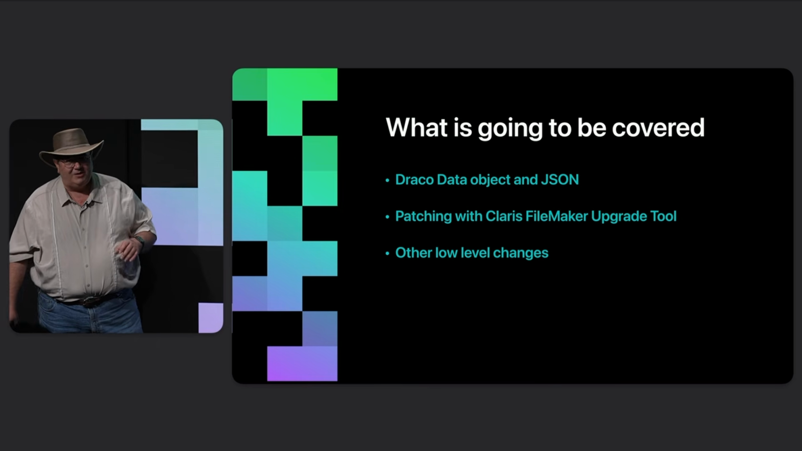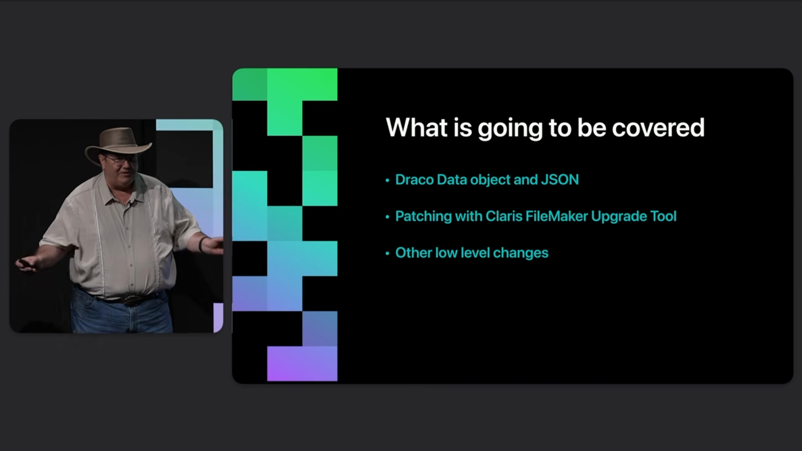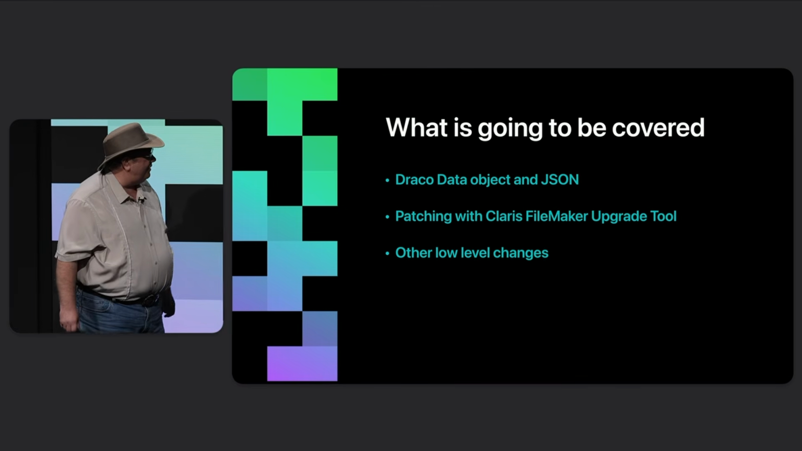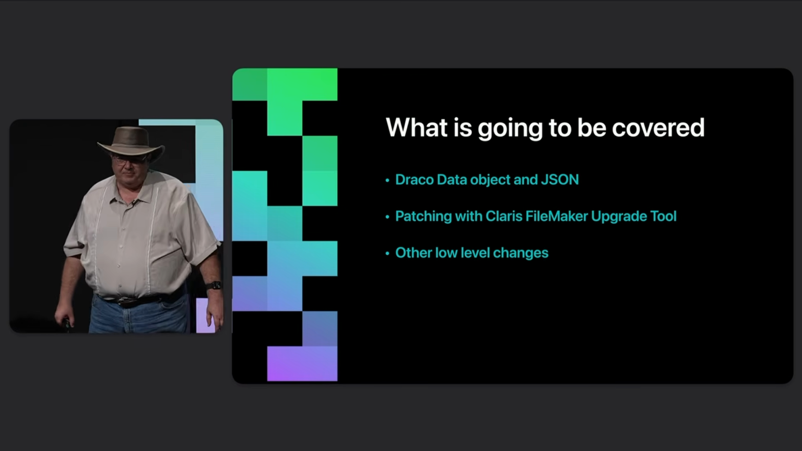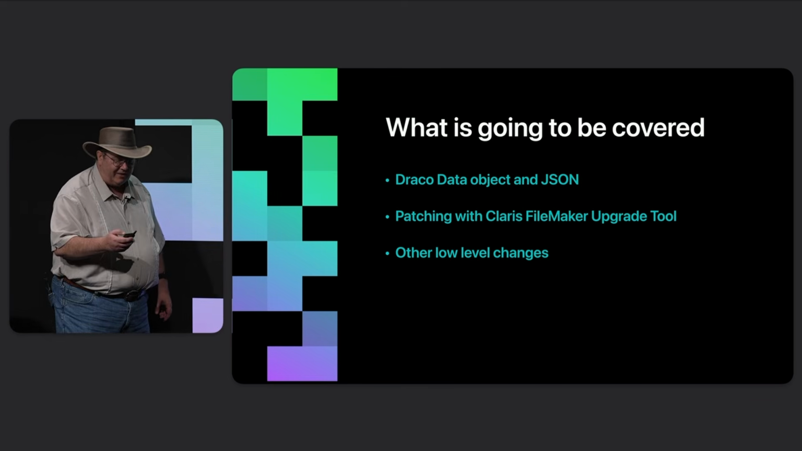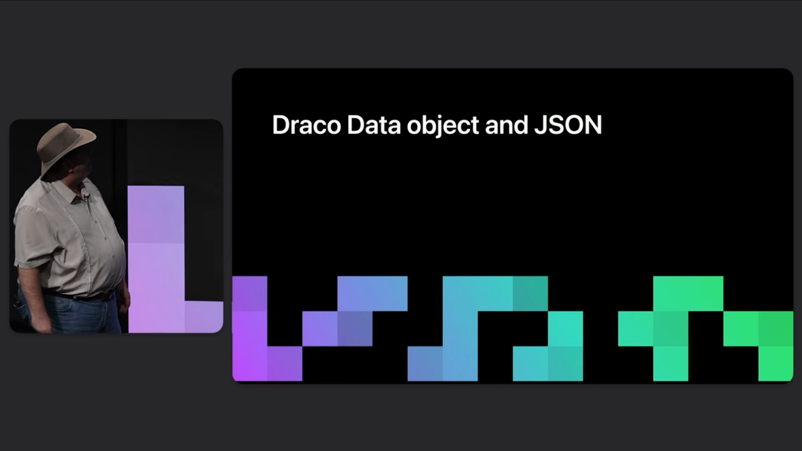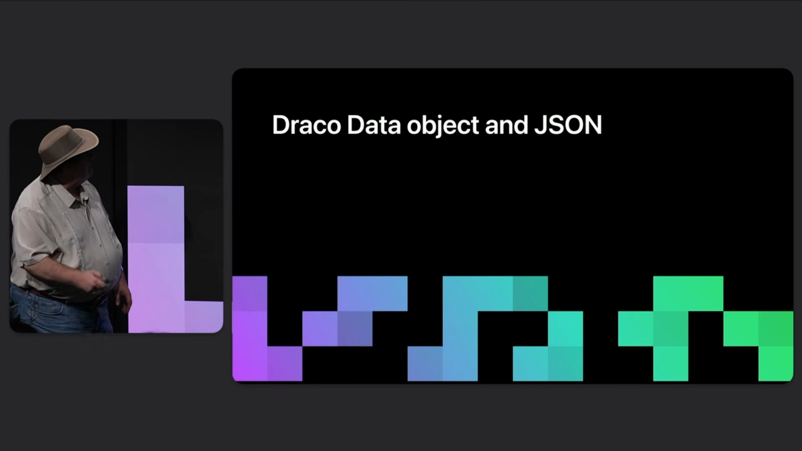And I'll go into some other changes of how the XML may change in the future, because this new artificial intelligence world is making other changes occur. And then I'll be talking about some other low-level changes occurring, mainly with the open source libraries and OData, which I'm going to be doing a sales pitch on. So first, the Draco data object in JSON.